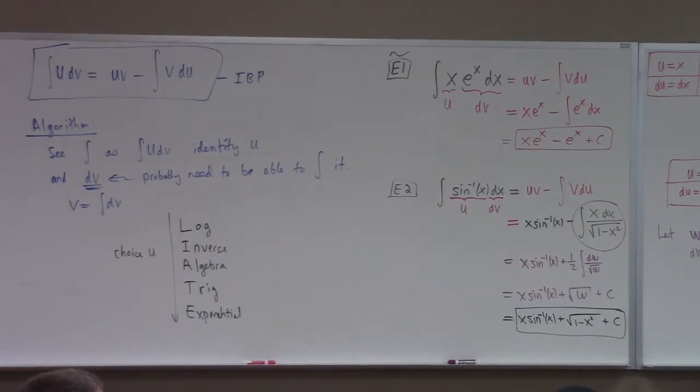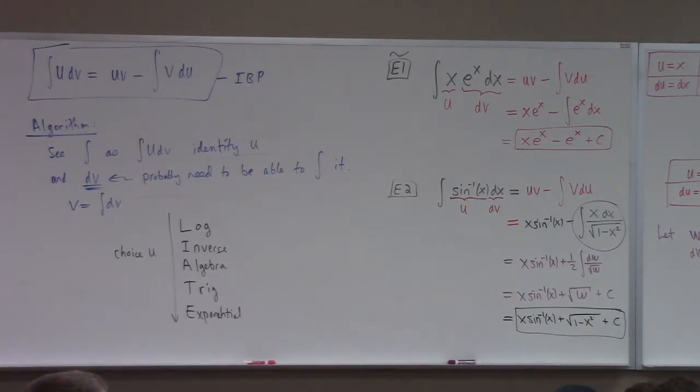Example 5. Cosine squared. Not log, not inverse, not algebraic. Trig. And see, this is where LIATE lets you down. Should u be cosine squared, or should u be cosine? It only gets you so far. You also need to know your basic algebra and trigonometric manipulations. I mean, there's more to it than that.